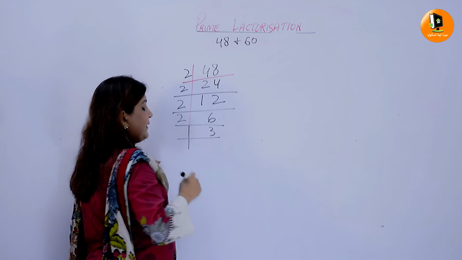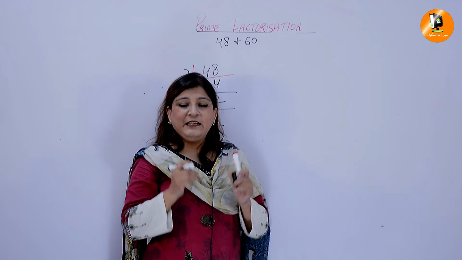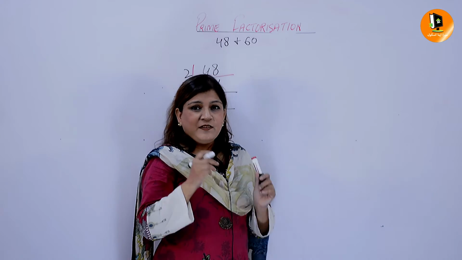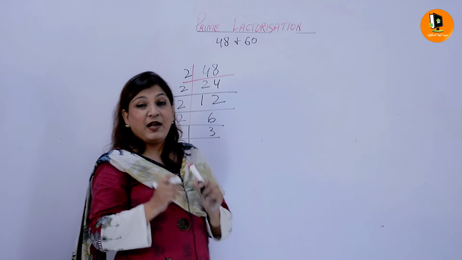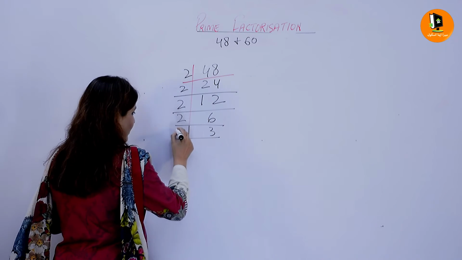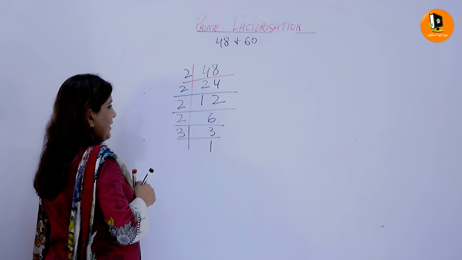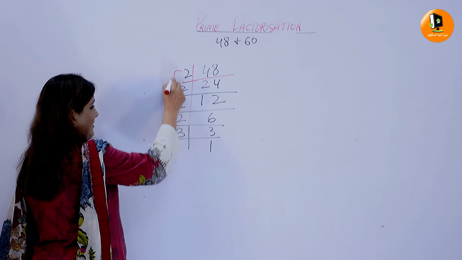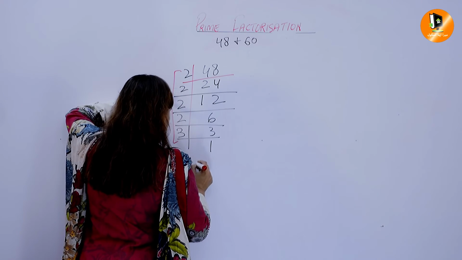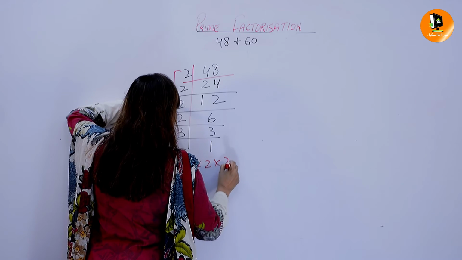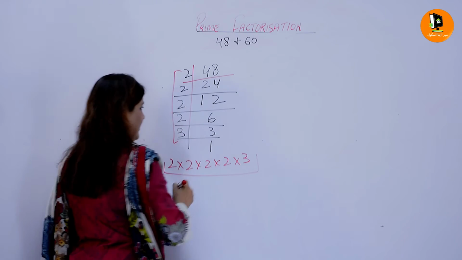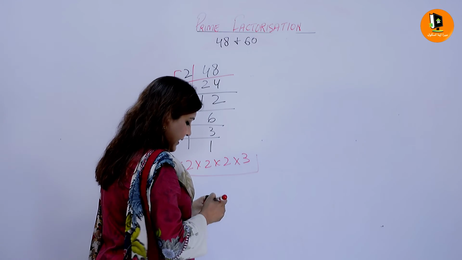And then 3 is not an even number, it's an odd number. So we divide 3 by number 3 because 3 is a prime number which does not come in any other table. So 3 ones are 3. Now what are the prime factors of 48? 2 into 2 into 2 into 2 into 3. So these are the prime factors of number 48.